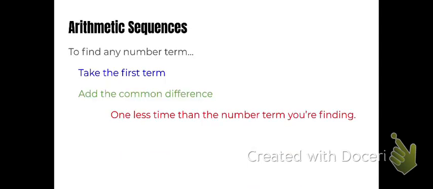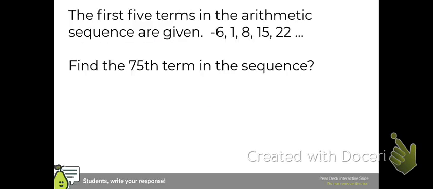So you're always taking the first term, you're adding that common difference one less time than whatever term you're trying to find. So try this one. They're giving us a sequence. What is the 75th term in this sequence? So pause it and give this one a shot.